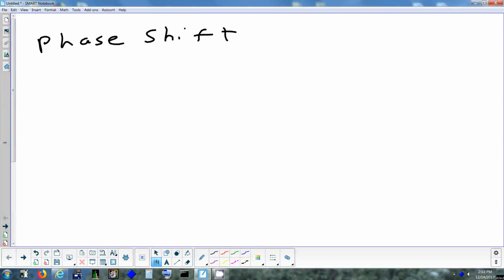So phase shift, I'll do a phase shift with sine. That's when you add or subtract a number after the variable, like x plus pi over 2. Okay, so that's a phase shift by pi over 2. But we have to know which way it's shifting. When you do plus pi over 2, which way does it shift? To the left, right? Plus shifts left. Minus would shift to the right.